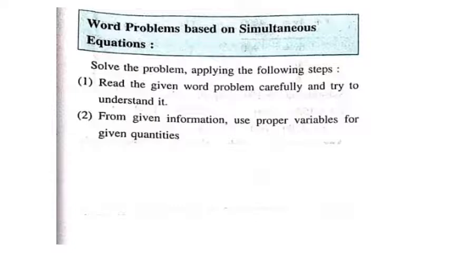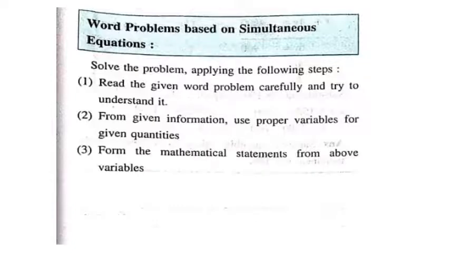If say it is a, the second variable has to be b. If say it is n, the second variable has to be n. So accordingly, you'll have to presume 2 variables for both the given quantities. Thirdly, form the mathematical statements from given variables.